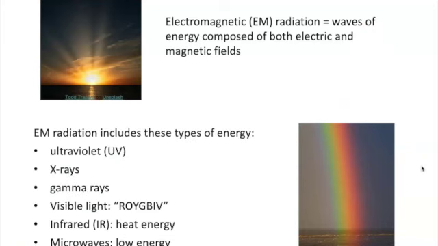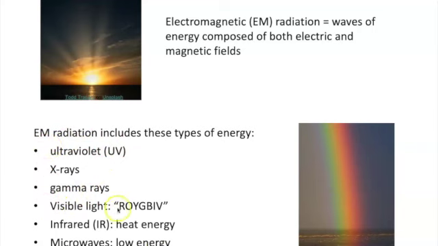Electromagnetic radiation are all these types of energy, all of which radiate as waves. They're found throughout the universe and definitely here on Earth. So there's ultraviolet, UV, X-rays, gamma rays. These are higher energy. They are dangerous, and we'll talk about how you protect yourselves from higher energy waves, which include UV, X-rays, and gamma rays. But then these are all lower energy.